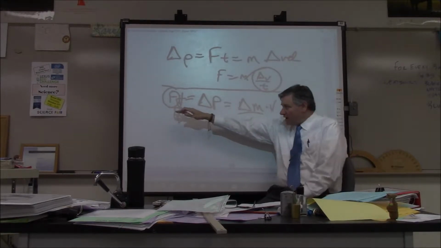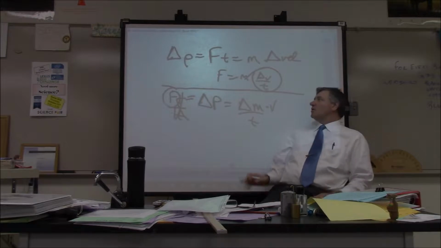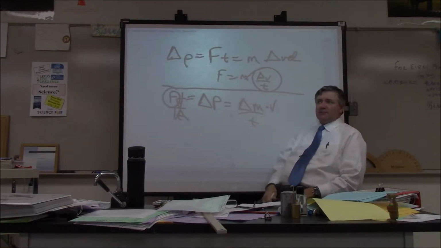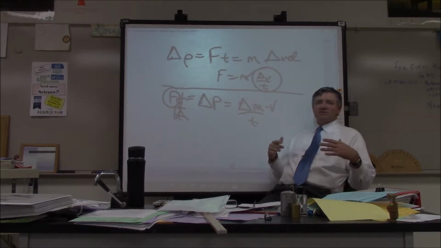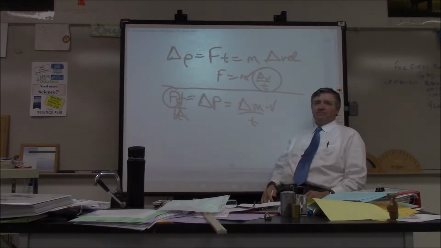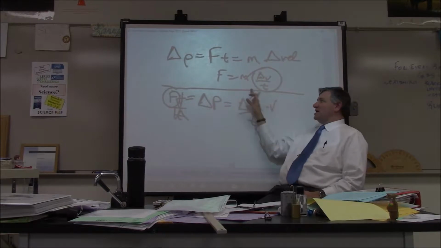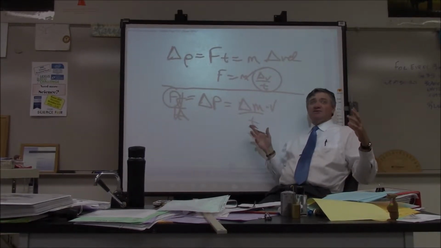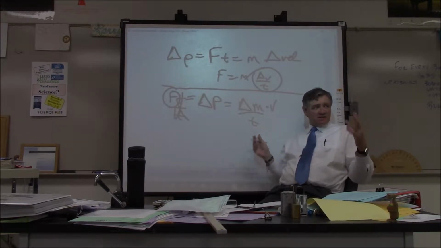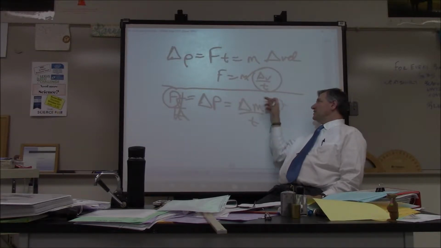So if you want a rocket engine to provide a lot of force, what do you want to have happen here? You want a big change in mass per unit of time or a small change in mass per unit of time? You want a big force. Big. You want a big change in mass per unit of time. This is why rocket engines are huge, so that they can consume a lot of fuel and burn that fuel up. What about the velocity?